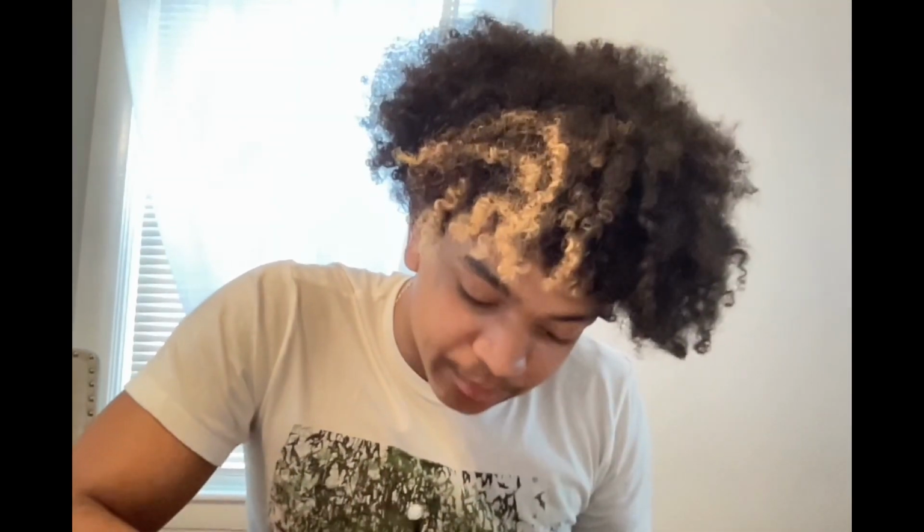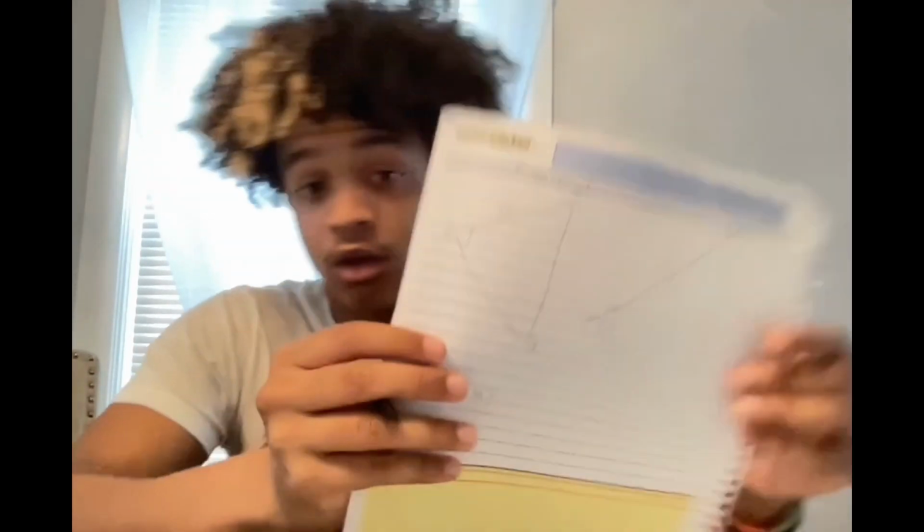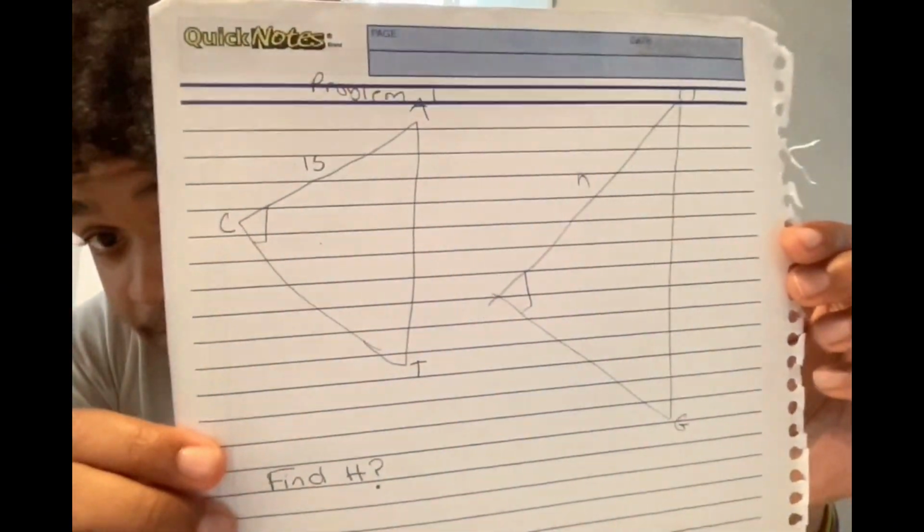Okay, so I'm going to give you guys an example problem so you can learn how to do it. Number one. What we have here are two triangles. We have one triangle, ACT, and another triangle, HOG, and we're trying to find H. We know that angle A is 15. You can see that.